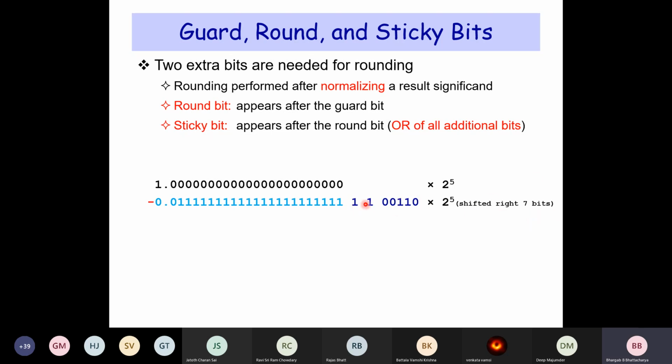So if you don't have anything, you have only this portion, right? Because these are the bits which are shifted out. So now we have a guard, round, and sticky. The guard saves these bits, round saves these bits, and sticky saves the ORing of all these bits. Logical OR of all these bits, which is called the OR reduce.